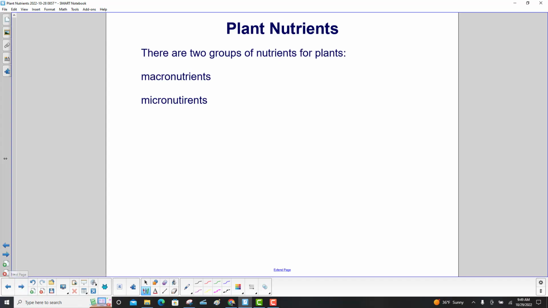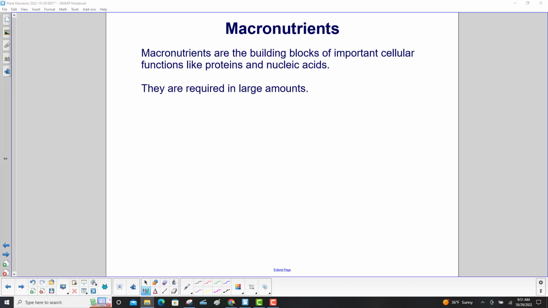There are two groups of nutrients for plants: macronutrients and micronutrients. Macronutrients are the building blocks of important cellular functions like proteins and nucleic acids. They are required in large amounts.